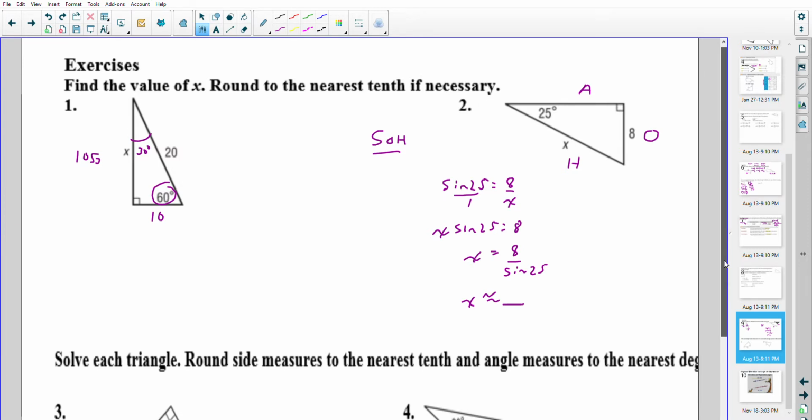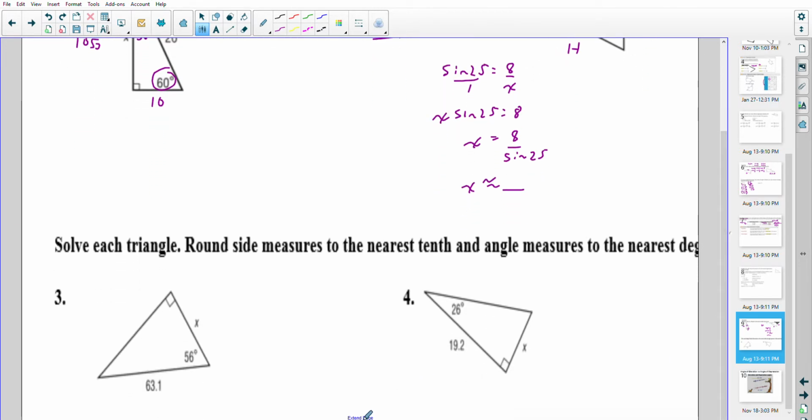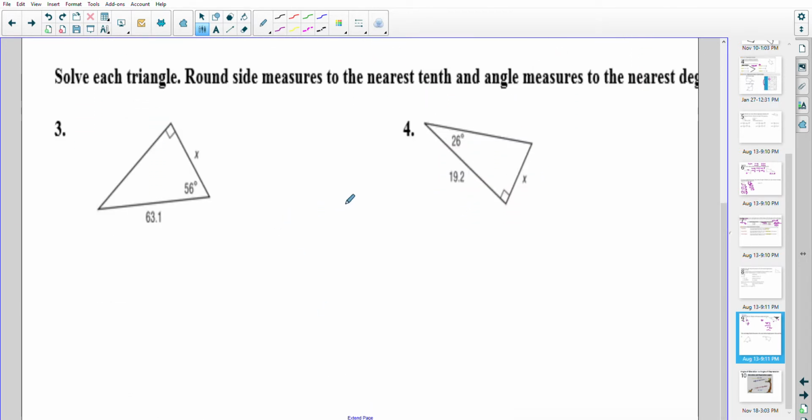Now another type of question is going to be where you have to solve for all of the sides and angles of a triangle. For example, in number 3. Given this angle is easy enough. You just take 90 minus 56, which is 34 degrees. And you could use either angle, but I like to use the initial one just to keep it consistent. And I'm given my adjacent. This is my opposite and hypotenuse.